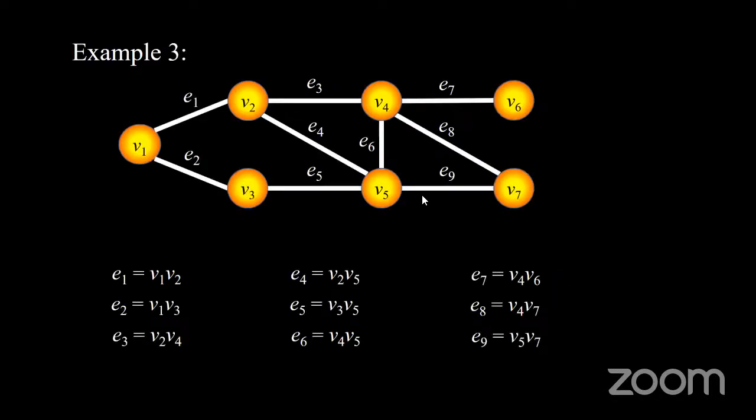Okay, so there is an example. Now here, in this example, we call this E1. So it is an edge, E1, and this one is actually V1, V2. E2 is V1, V3. That is this one. E3 is V2, V4, and so on.